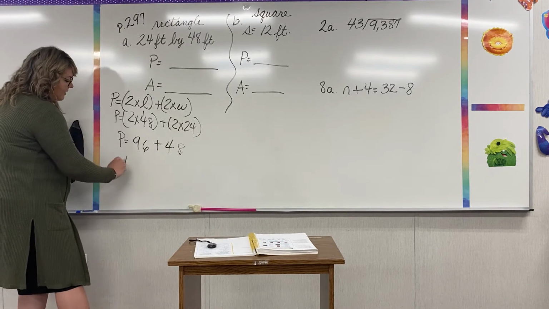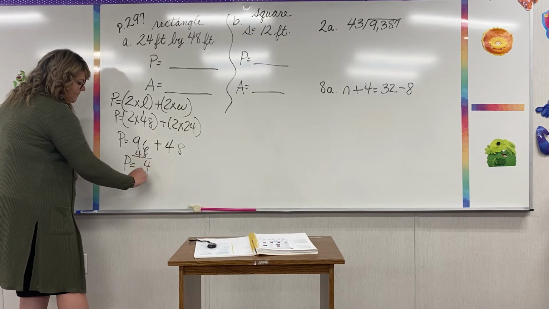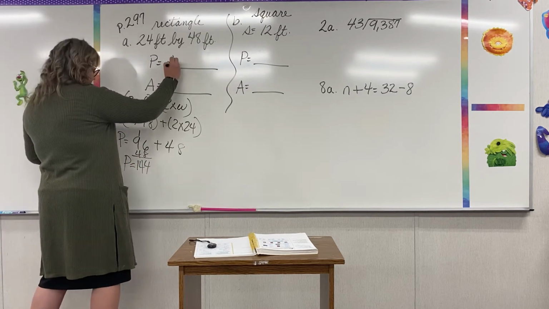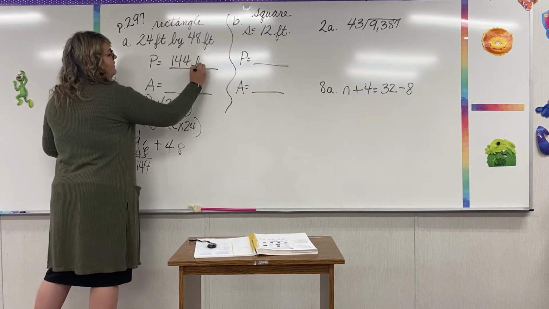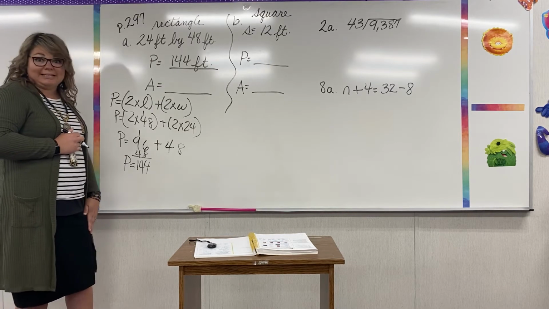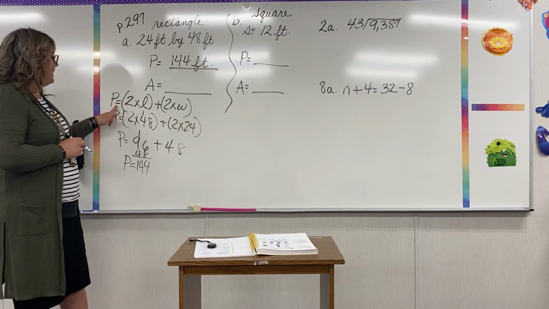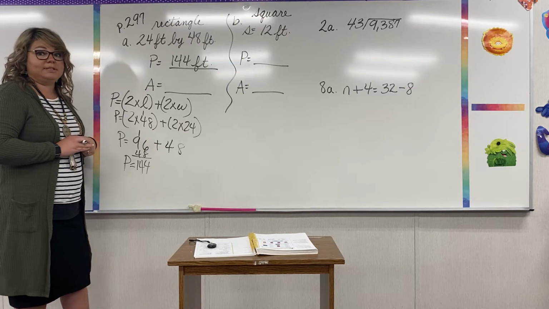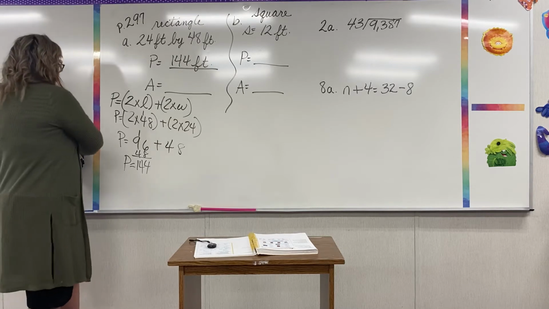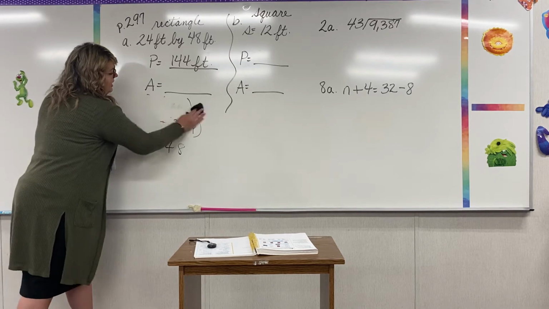So now we have our last thing where we do 96 plus 48, which would be 144. So our answer is P equals 144 feet. So that is how we find the perimeter of that rectangle right there. We use the formula P equals 2 times L plus 2 times W. Well, you're not finished yet. Now you have to find the area of this rectangle, and I'm going to erase this so that I'll have some room to find my area.